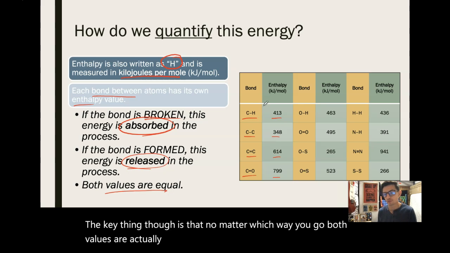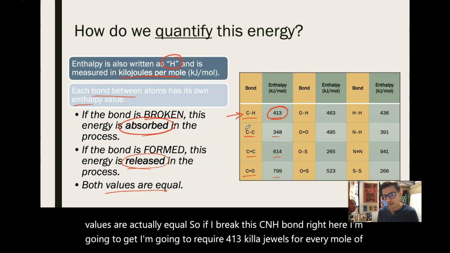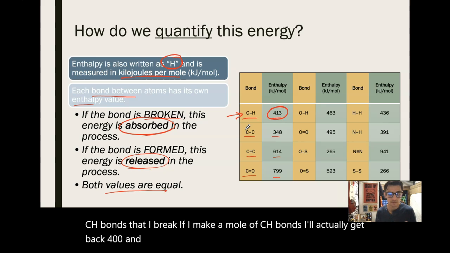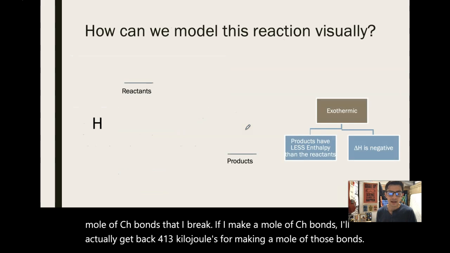So if I break this C and H bond right here, I'm going to require 413 kilojoules for every mole of CH bonds that I break. If I make a mole of CH bonds, I'll actually get back 413 kilojoules for making a mole of those bonds. So it works either way.